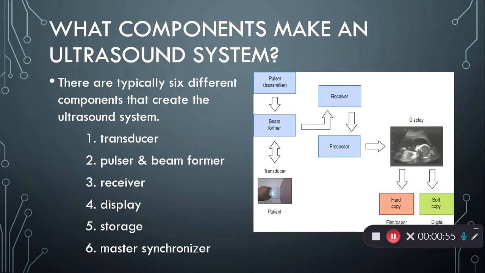So what components make up the ultrasound system? Typically, there are 6 different components: the transducer or probe, pulsar and beamformer, receiver, which we will talk more in depth about today, display, storage, and master synchronizer. The diagram on the right shows the flow through the system.